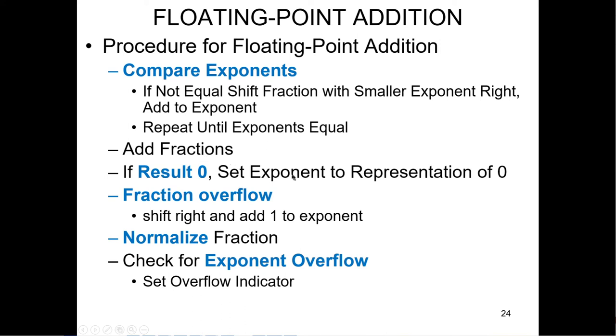And if the result's zero, then you have to set the exponent to the representation of zero. It becomes a special case if it's zero. And then if your fraction is overflowed, then you have to normalize it. So you shift it right, and then you add 1 to the exponent for each shift. That normalizes the fraction. And then you check for exponent overflow. And if you have exponent overflow, then if it's on the small side, you can consider doing denormalized.